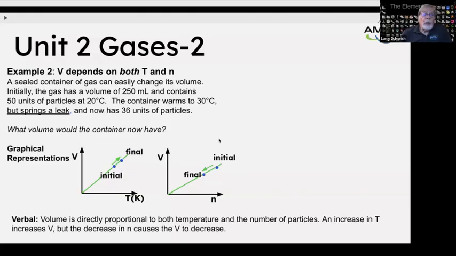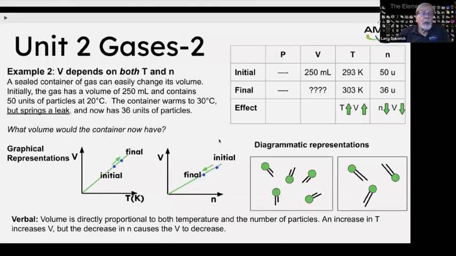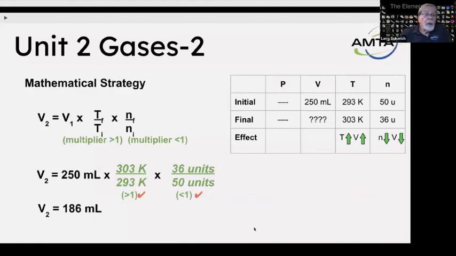In example 2, two variables affect the volume. The table, graph, and diagrammatic representations help to determine what multipliers to use. Since T increases, the ratio TF over TI must be greater than 1. Since N decreases, the ratio NF over NI must be smaller than 1. Note, the multipliers end up unitless because they compare like quantities.